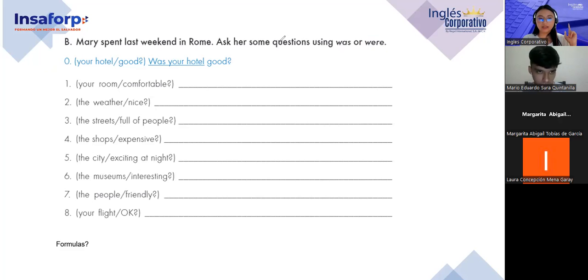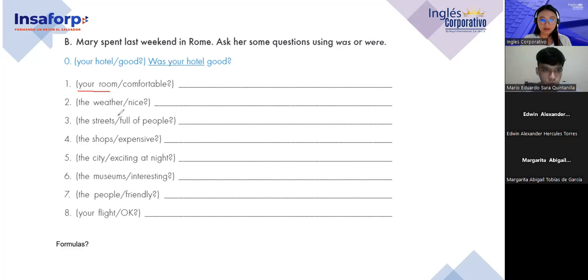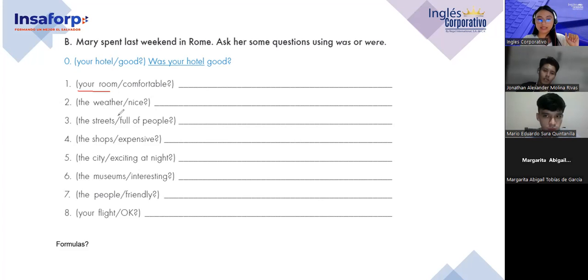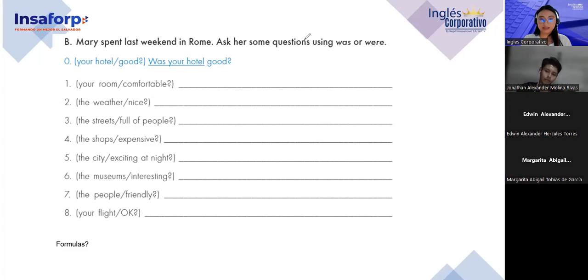Subject, ¿quién es el sujeto in number one? Take a look at the information that we have. Your room. Number two. The weather. The weather in number three. The streets. Streets. Plural. In number four. The shops. Shops. In number five. The city. The city in number six. Museum. The museums in number seven. The people. People in number eight. Your flight. Perfect. Ya saben quién es el sujeto.